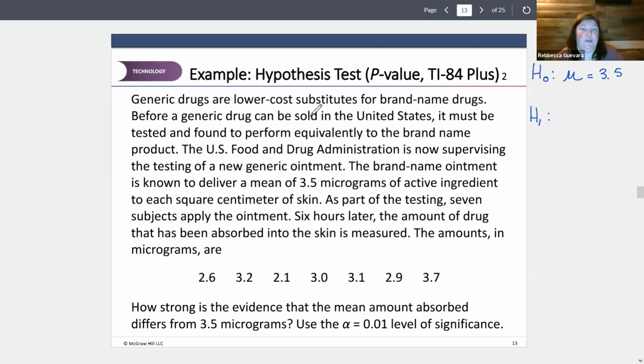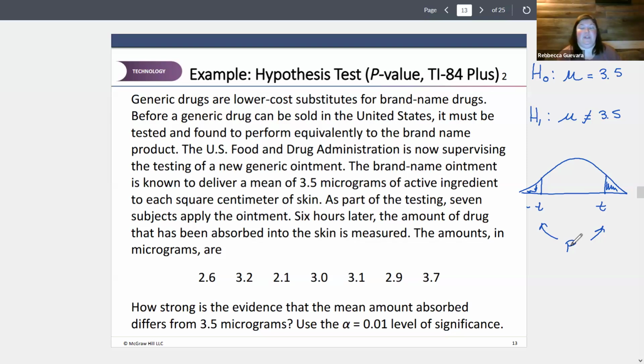Like I said, before the generic brands can be sold, it must be tested and found to perform equivalently to the name brand, which means that if it's not performing equivalently, my choice is simply that it's not performing equivalently. So this is going to be a two-tailed test. Whatever t is, we're looking at two tails, and the p-value is going to be the combination of what we get out of those two tails. Remember, half a p is in one and half a p is in the other.